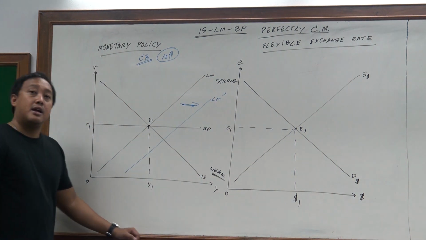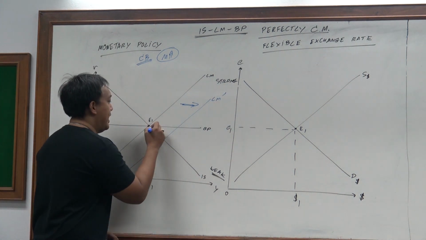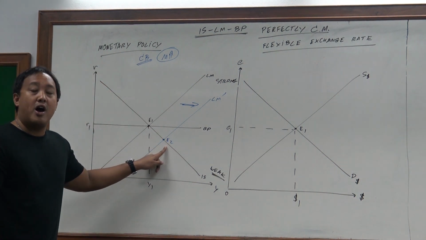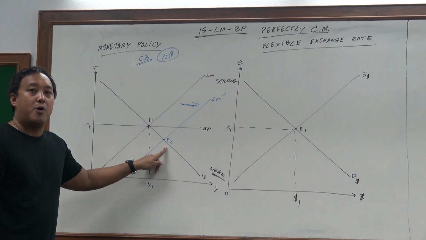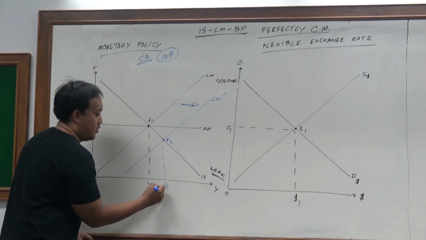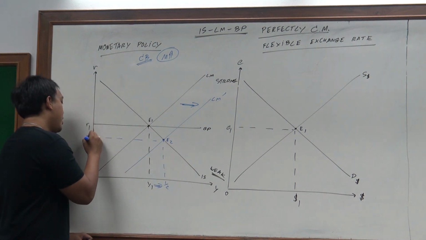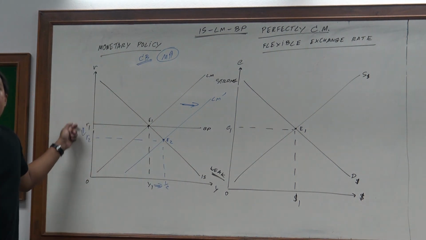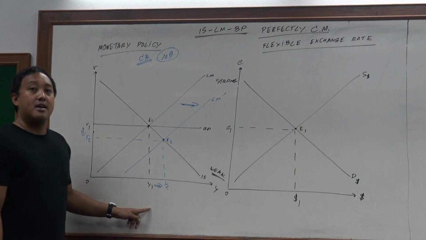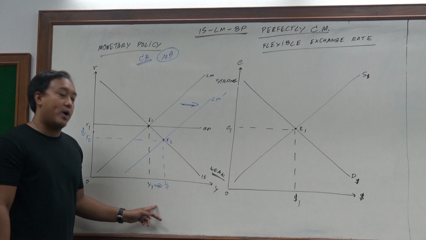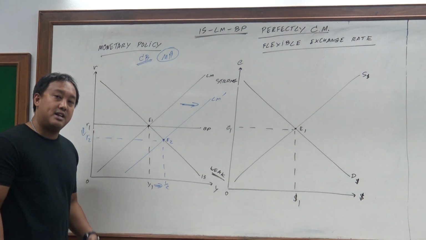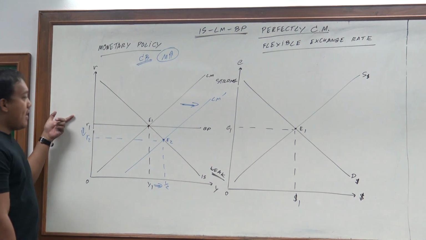like this. The new equilibrium point, the point where IS intersects with LM, moves from E1 to E2. GDP increases from Y1 to Y2. The real interest rate drops from R1 to R2. In the first step, the monetary policy is quite good. GDP increases from Y1 to Y2. It can stimulate the economy.